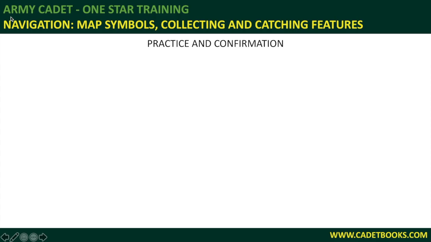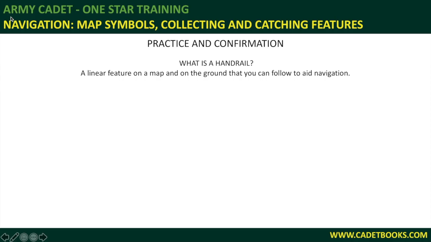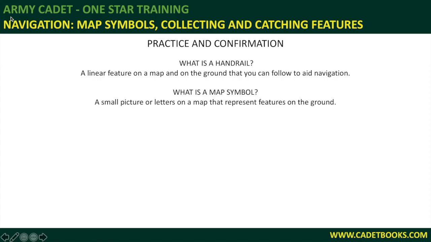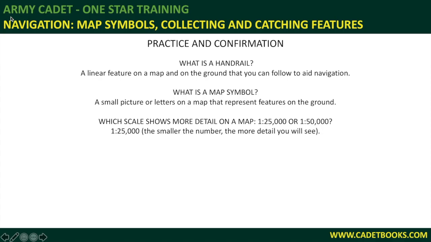Practice and confirmation. What is a handrail? A linear feature on a map and on the ground that you can follow to aid navigation. What is a map symbol? A small picture or letters on a map that represent features on the ground. Which scale shows more detail on a map? 1 to 25,000 or 1 to 50,000? 1 to 25,000. The smaller the number, the more detail you will see.